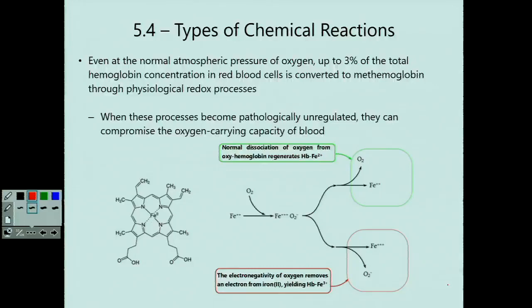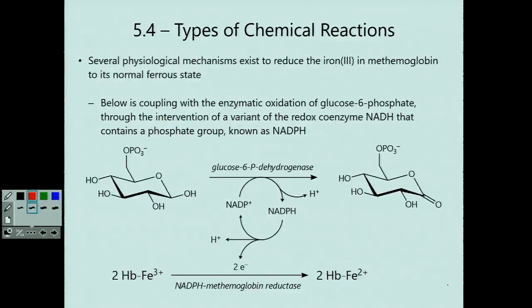But it turns out that to a certain percentage, typically 3% or less, as that oxygen dissociates from the iron 3, it takes away an electron, and then it leaves behind an iron 3. And at that point is when the hemoglobin becomes incapable of binding oxygen. Turns out O2- is actually a reactive oxygen species that can also then cause damage and all kinds of different things. But then there are several physiological mechanisms to reduce the iron 3 in methemoglobin back to iron 2.